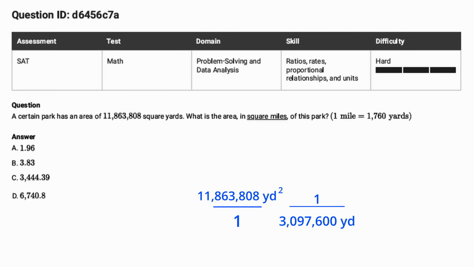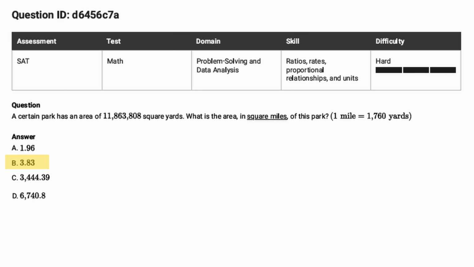And so everything cancels out besides square miles, so we know we're ready to just do the math and find the answer. So we have 11,863,808 over 3,097,600. And that comes out to 3.83 as our final answer. So B is our final answer.